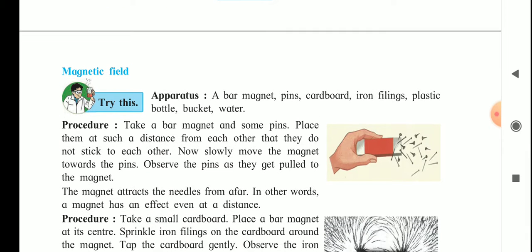Now let us see what we mean by the magnetic field. Take a bar magnet, pins, cardboard, iron filings, plastic bottle, bucket, and water. Take a bar magnet and some pins. Place them at such a distance from each other that they do not stick to each other. Now slowly move the magnet towards the pins. Observe the pins as they get pulled to the magnet. The magnet attracts the pins from afar. In other words, a magnet has an effect even at a distance.